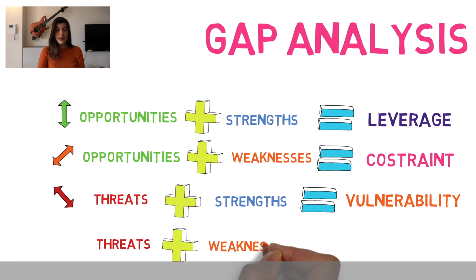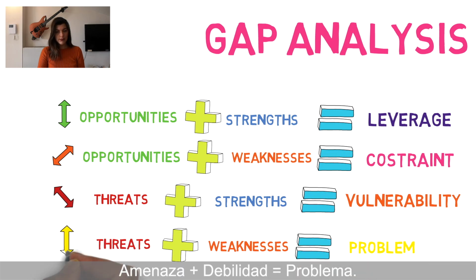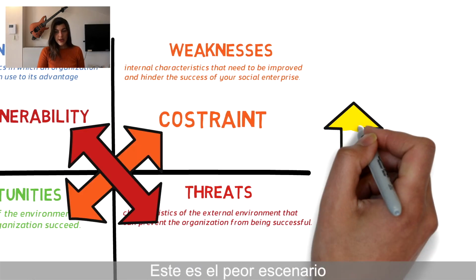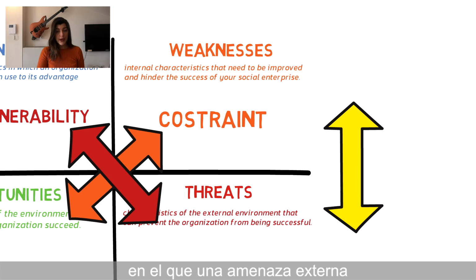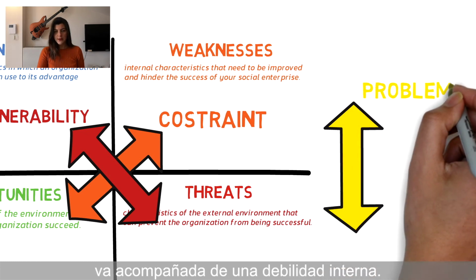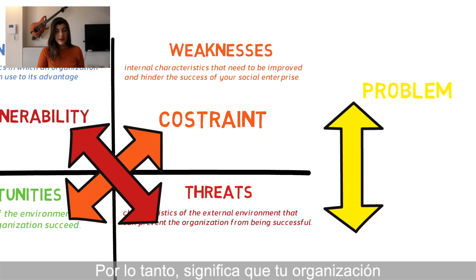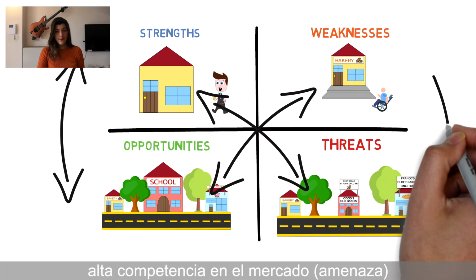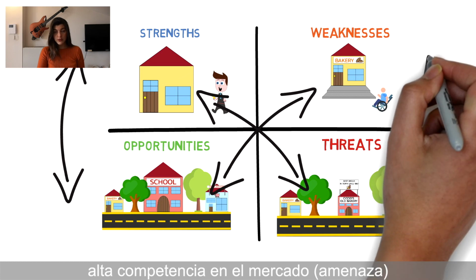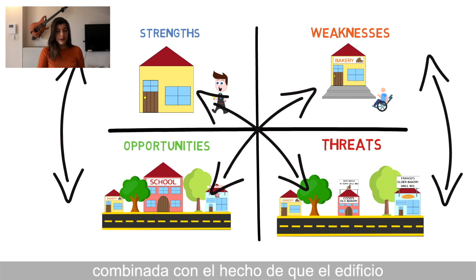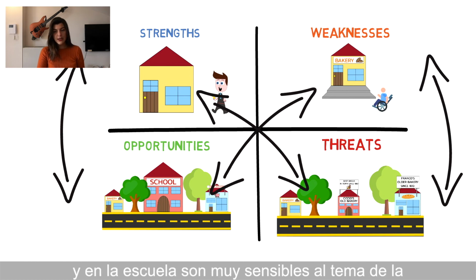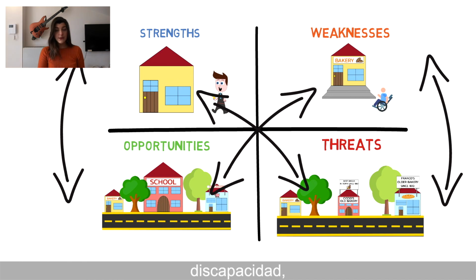Threat plus weakness equals problem. This is the worst scenario where there is an external threat and an internal weakness. So it means that your organization is not able to handle this scenario. For example, high market competition, that is a threat, combined with the fact that the building has architectural barriers, that is a weakness, and in the school they are very sensitive to the issue of disability. Yes, you have a problem.